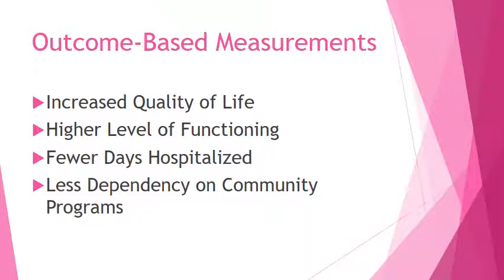In trying to measure success in case management services, we actually want to look at the outcomes of our services. Throughout the service period, we should be documenting in our progress notes measurable indicators of the outcomes of what we do. In human services, the outcomes that the professional literature suggests as the best outcome measures are increased quality of life, higher levels of functioning, fewer days spent hospitalized, and less dependency on community programs. In the following slides, we will take a close look at each of these measurements.